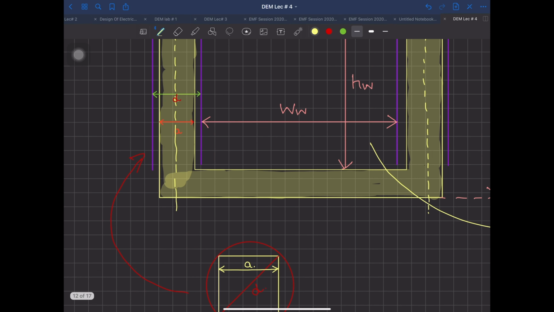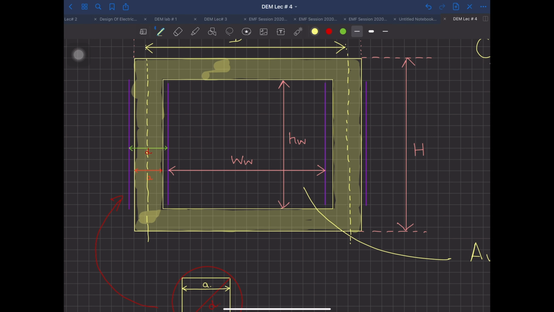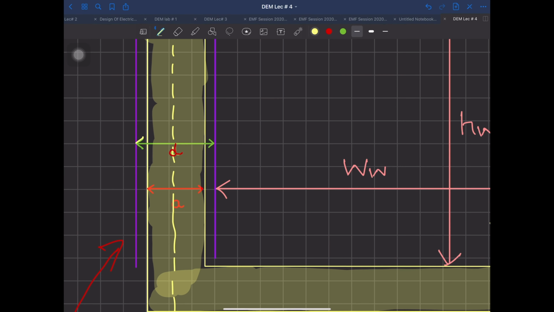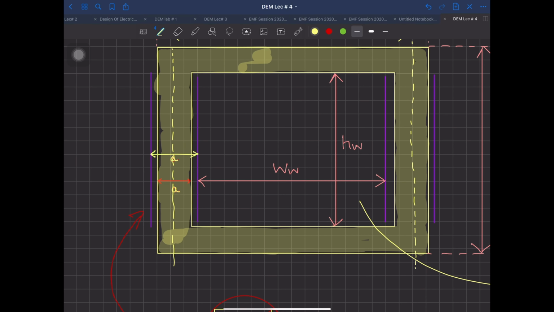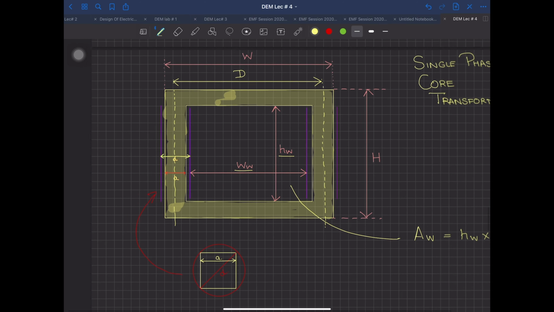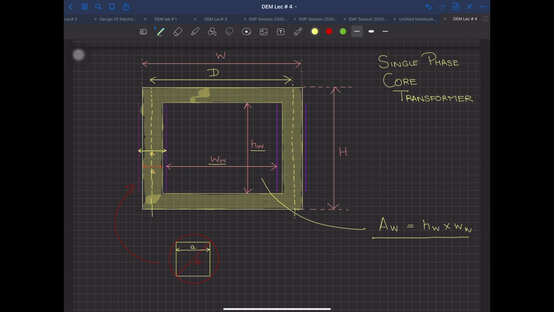So over here in this whole full diagram, it is having a difference over here. This one is D over here, this one is A. So there is a difference over here between A and D. Then the window height is HW, window width is WW, and their multiplication is called as the area of the window available to you. Now listen to this very carefully.